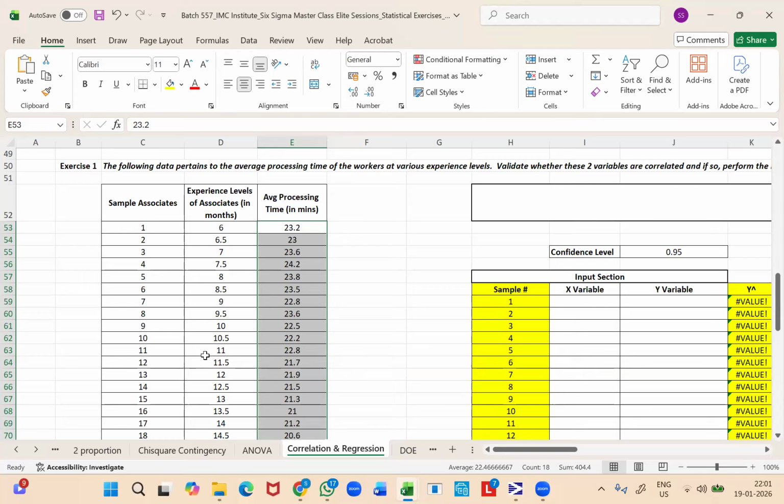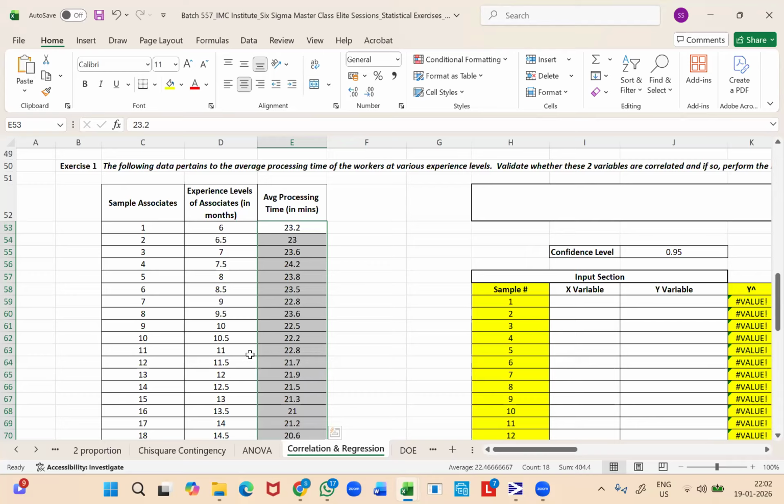In a practical world, we need to understand that. We cannot have a scenario wherein 100% of the variation that we observe for this average processing time has been contributed by the experience levels of the associates. That can never happen. You will have only a certain portion of the variation contributed by the X variable, and that will be indicated by the R square value.